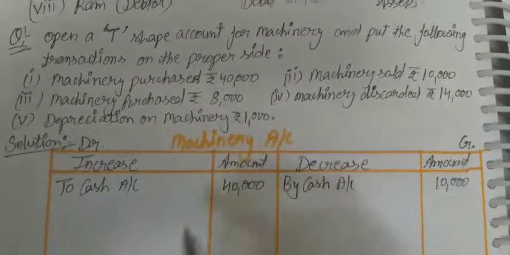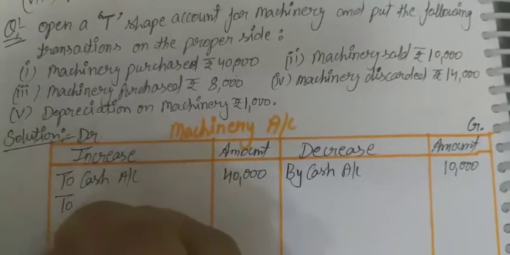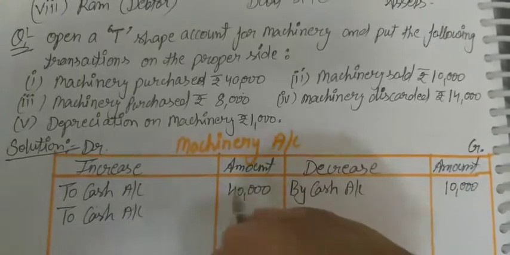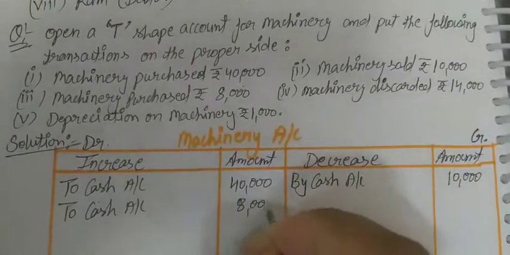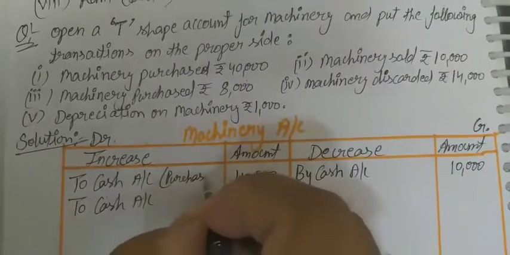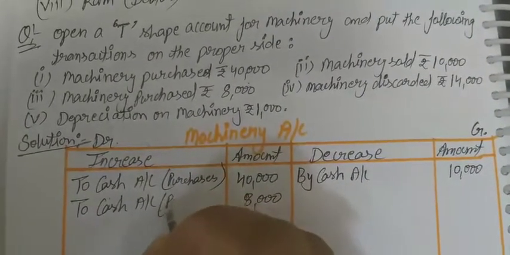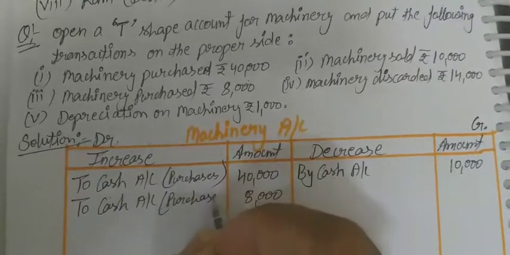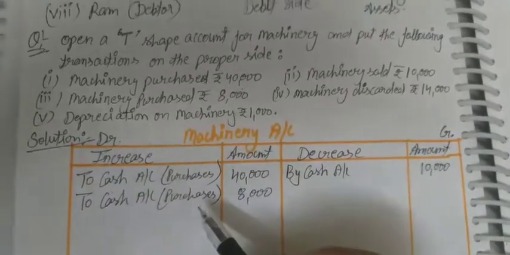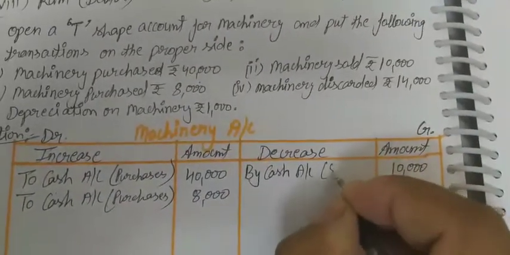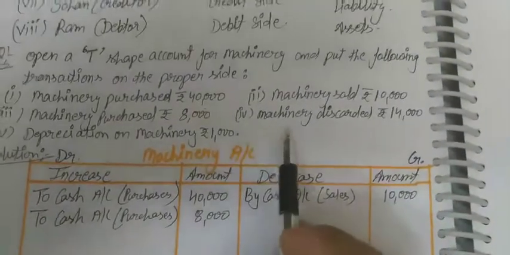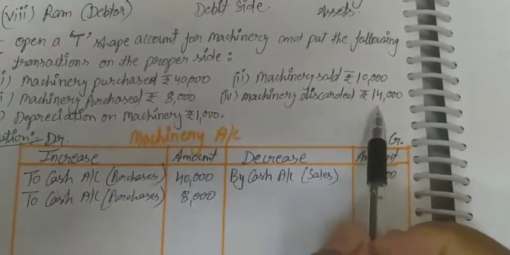Once again it is increased, so to cash account, so 8,000 rupees. In bracket we can write purchases, okay. By here we can confirm, yes, we have purchased the machinery, and here we can write the sales, okay. Next one is machinery discarded rupees 14,000.